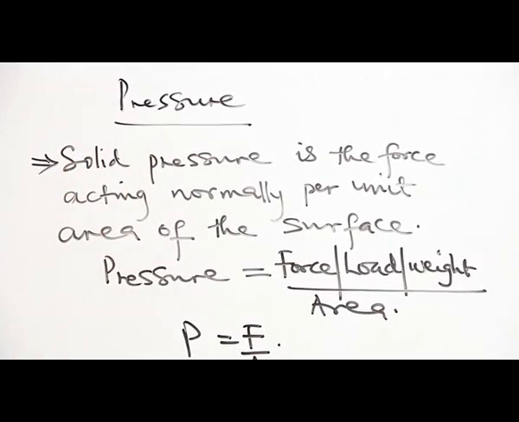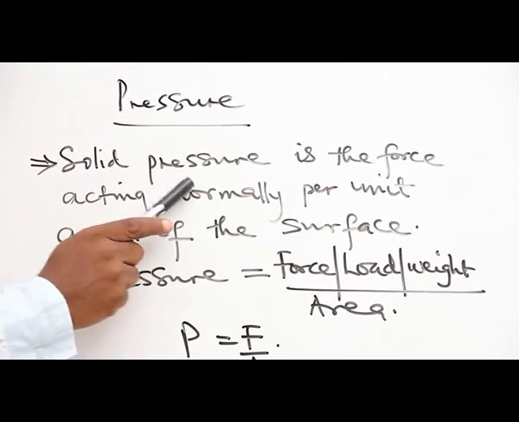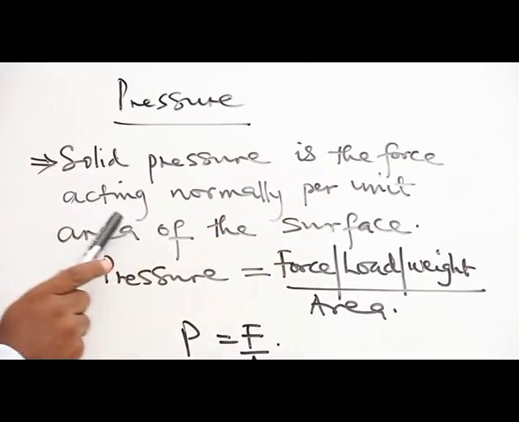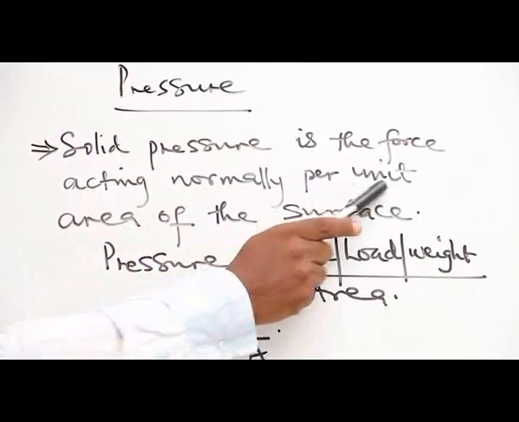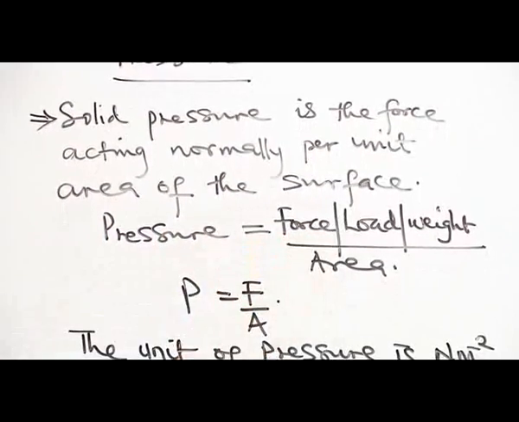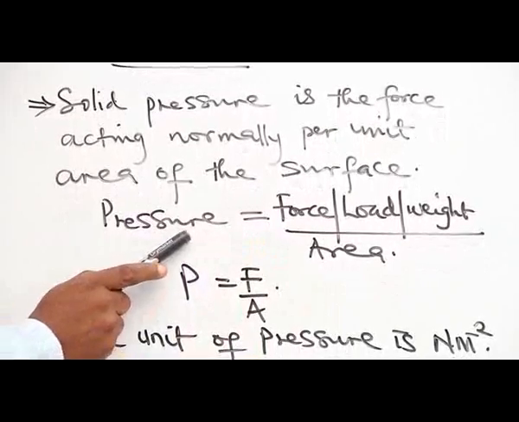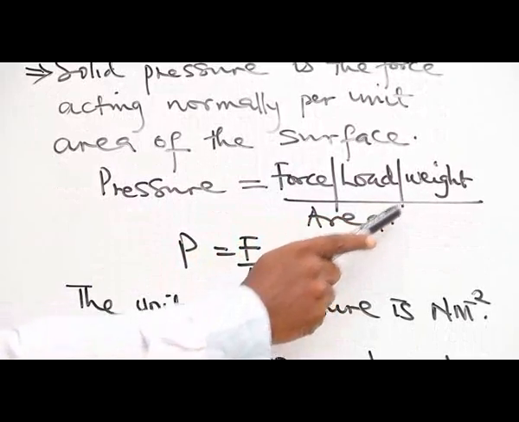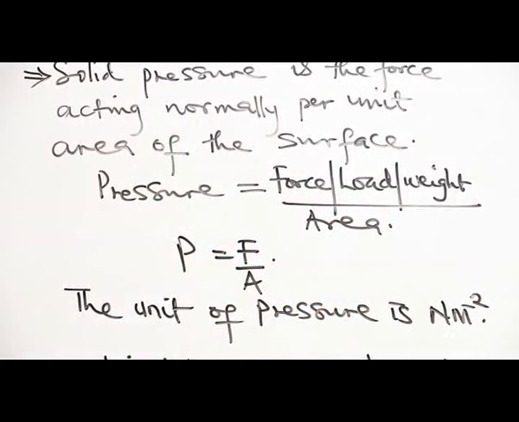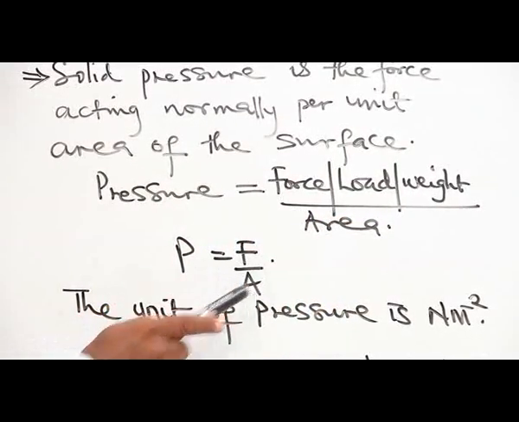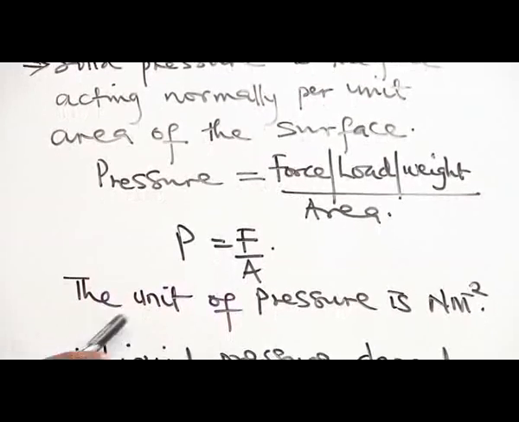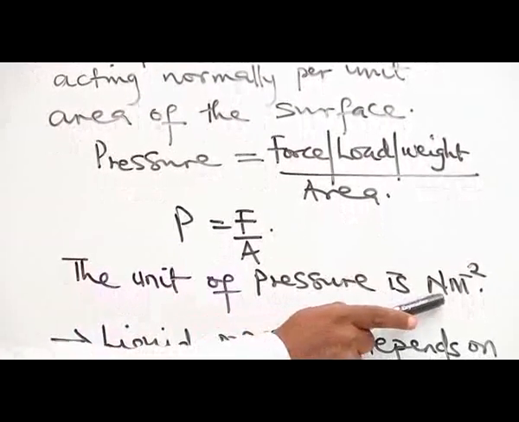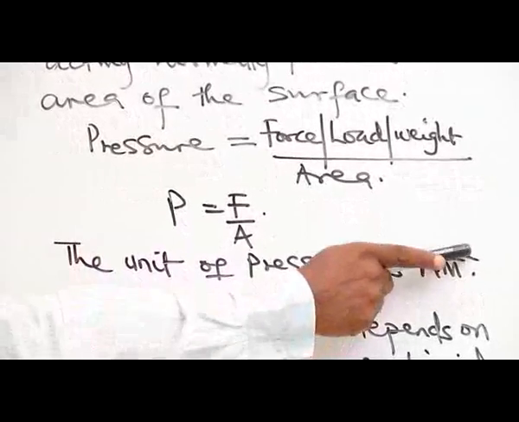Pressure. Solid pressure is the force acting normally per unit area of the surface. Pressure is equal to the force or load or weight divided by the area. Pressure is F over A. The unit of pressure is Newton per meter squared.